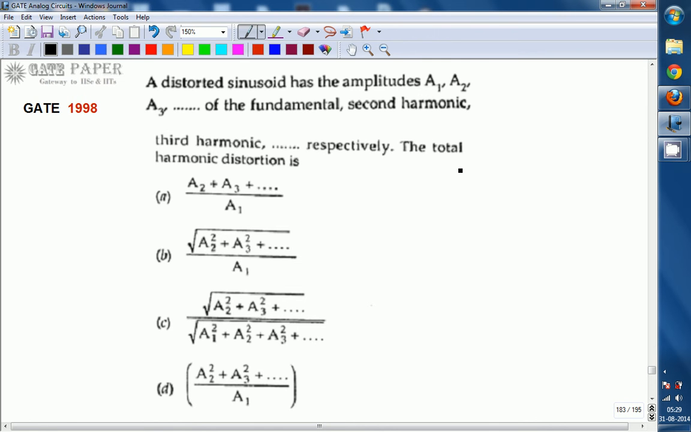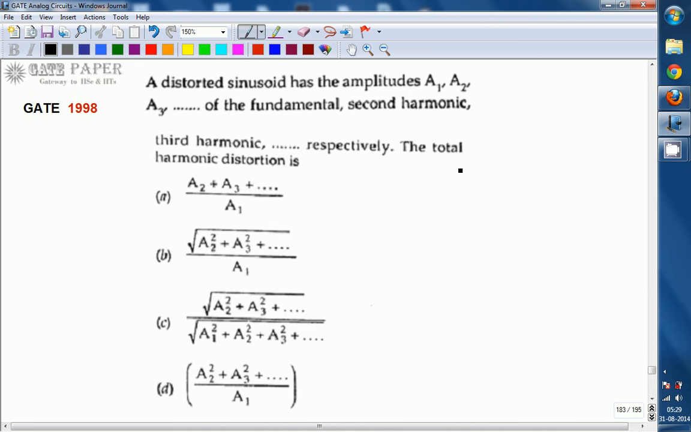Hello, we are discussing the GATE 1998 ECE paper, and this question is related to analog circuits. A distorted sinusoid has the amplitudes A1, A2, A3, and so on, of the fundamental, second harmonic, third harmonic, etc., respectively. The total harmonic distortion present is... There are four options given. Which will be the right answer for the total harmonic distortion?